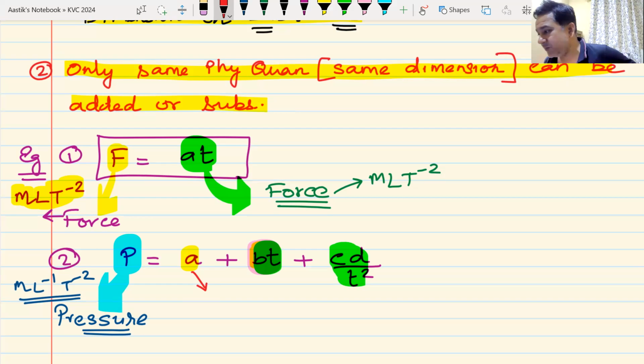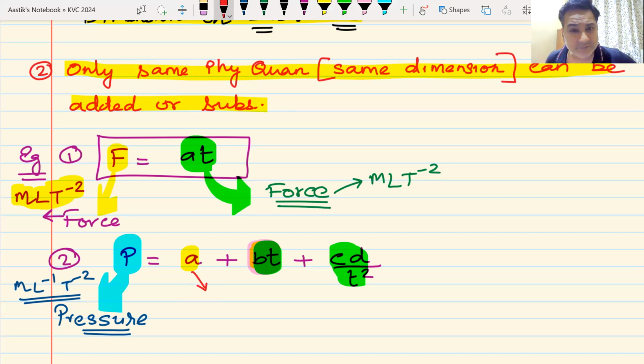Which physical quantity would be A? Anyone? Mass, sir. Well done, mass. So on the left hand side we have pressure and the right hand side we have mass. Pressure is equal to mass. Is that a correct statement?